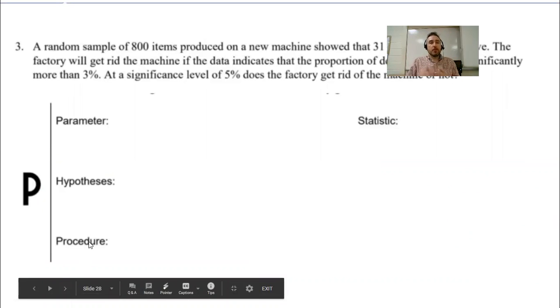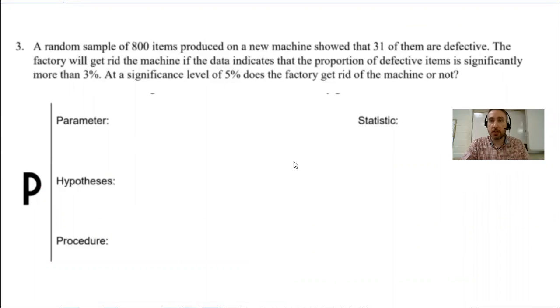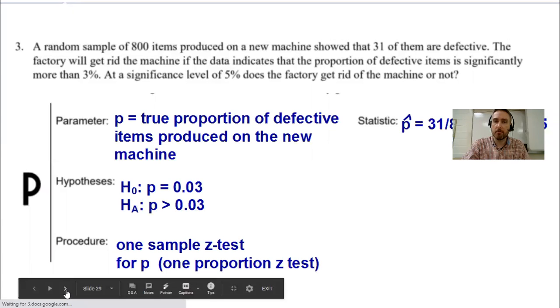All right, the next 2 questions are dealing with tests. So the first one is going to be probably a 1 proportion Z-test. So let's look at the question. A random sample of 800 items produced on a new machine showed that 31 of them are defective. The factory will get rid of the machine if the data indicates that the proportion of defective items is significantly more than 3%. So we assume it's 3%, but we're trying to prove that it's more. At a significance level of 5%, does the factory get rid of the machine or not? Let's find out. Our parameter would be the true proportion of defective items produced on the new machine.